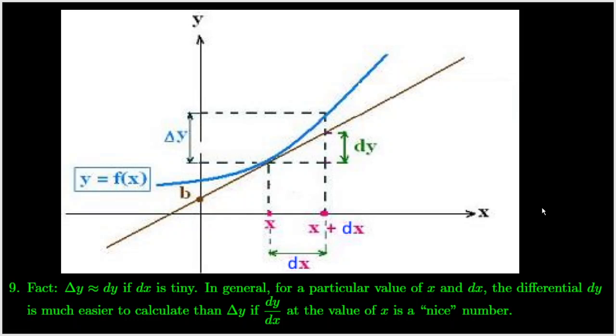The sketch on the screen shows the geometric significance of dy and delta y. For a change in x by delta x, delta y represents the change in y, and dy represents the change in y along the tangent line. In general, dy is very close to delta y if dx is tiny.